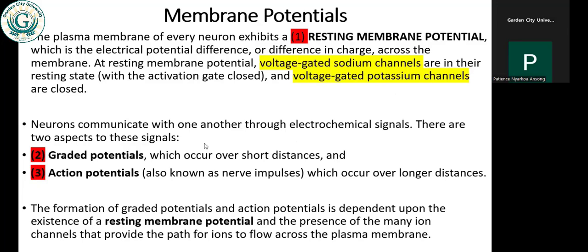And at the resting state, when the cell is not functioning, when the neuron is not transmitting any signal, there's a resting membrane potential of the neuron. So we say at resting membrane potential, voltage-gated sodium channels are in their resting state, which is closed. Voltage-gated potassium channels are also closed. So we mentioned channels as the means through which ions are transported. We have types of channels. We have gated channels.